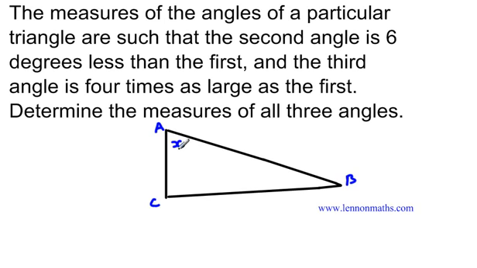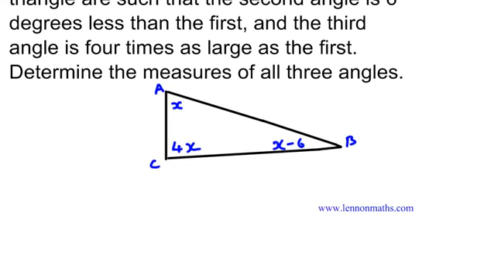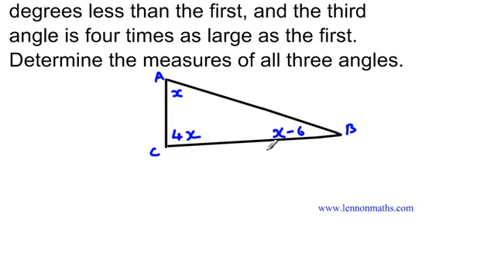6 degrees less than this number, obviously going to subtract, shouldn't you? Yes, we're going to subtract that. That's X minus 6 degrees. And the third angle is 4 times as large as the first. So this one will be 4 times X. Okay, excellent so far. Determine the measures of all 3 angles.